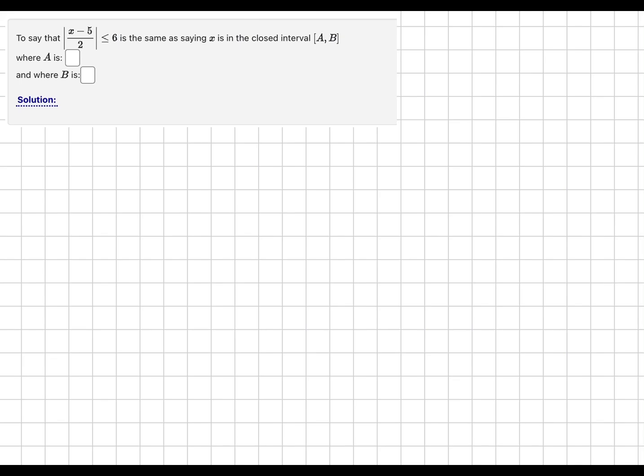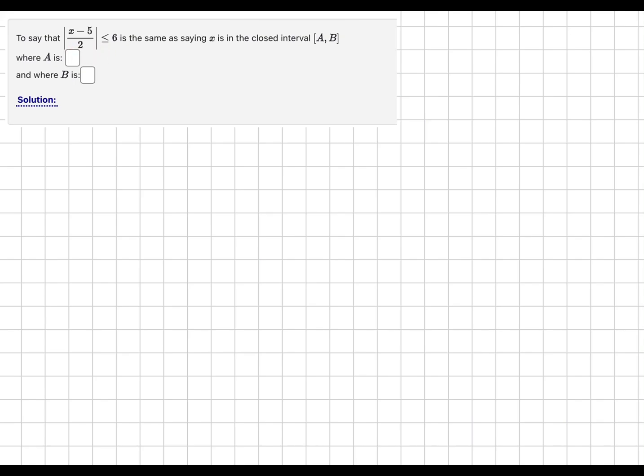Here we have another inequality, right? Another absolute value inequality. Let's read this one out. To say that the absolute value of x minus 5 divided by 2 is less than or equal to 6 is the same as saying x is on the closed interval a, b. Again, we got this interval notation. We got our absolute value right here. And then we have my inequality.